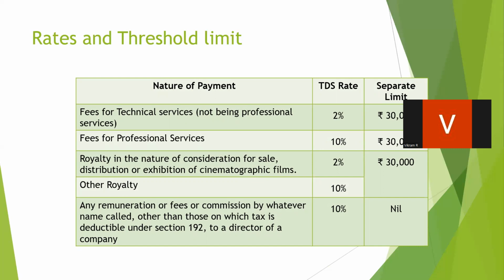Royalty in the nature of consideration for sale, distribution, or exhibition of cinematographic films, that is 2%, and other royalty 10%, with the limit of 30,000. As you said, the third point, any remuneration or fees or commission by whatever name called, other than those on which tax is deductible under section 192, to a director of a company, that is 10%. That is, sitting fees has to be deducted at 10%. There is no limit for that.